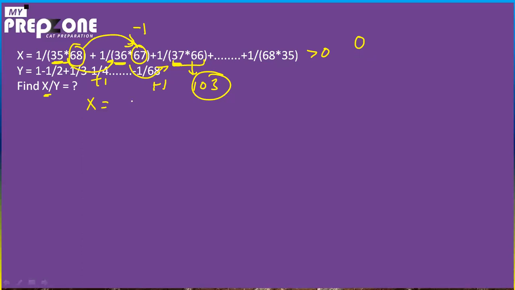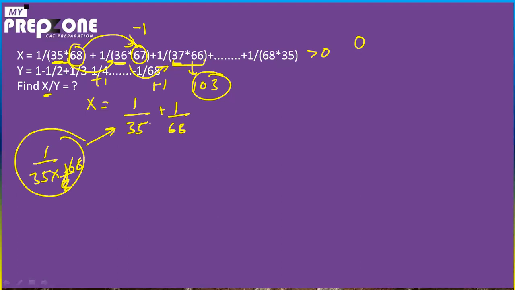So now let's try to split this term into some a plus b form. So I know that the denominator has to be a multiplication. So let's assume x to be 1 by 35 plus 1 by 68, as in I'm only splitting the first part, which is 1 by 35 into 68. Sorry, 1 by 35 into 68, right? I'm trying to split this term.